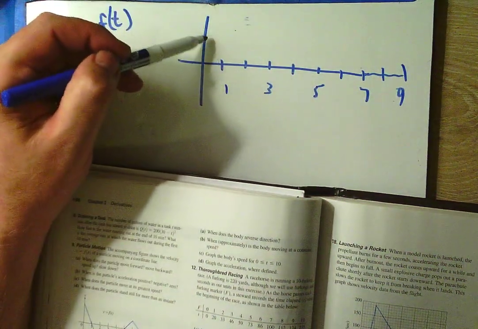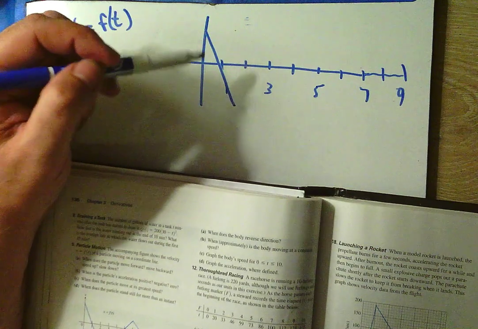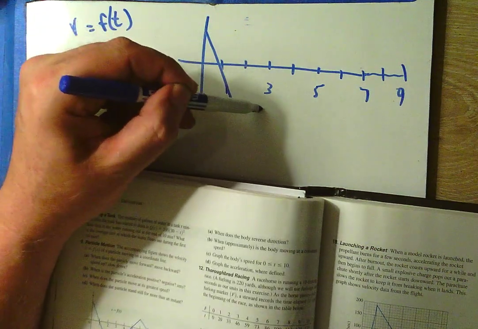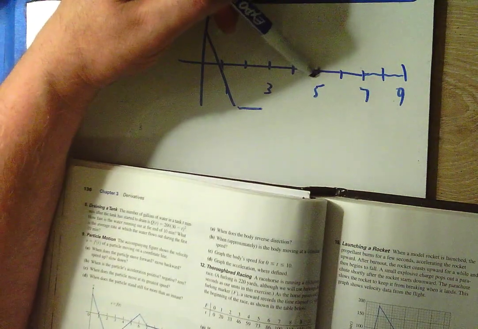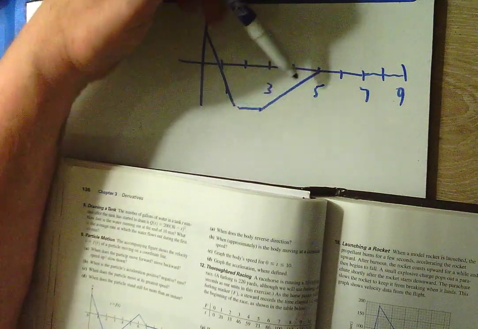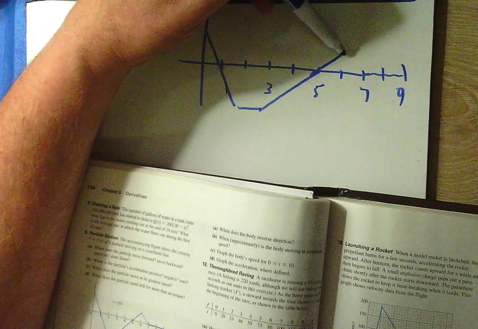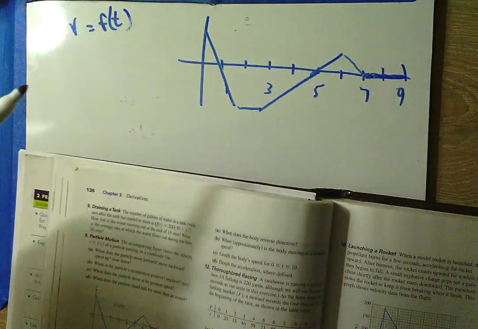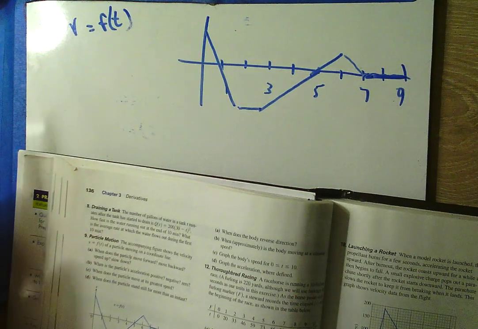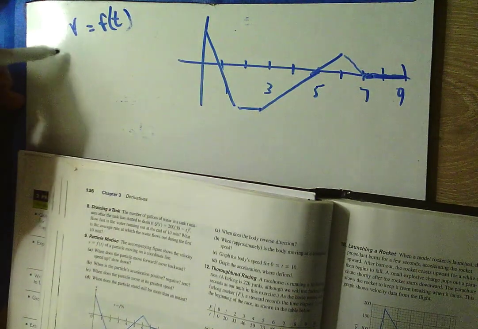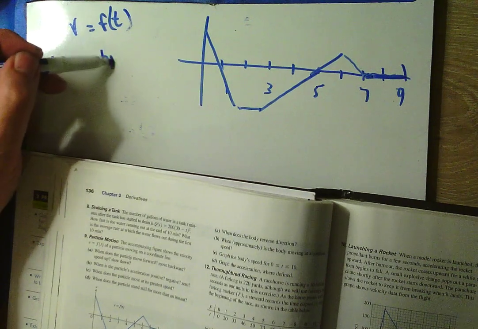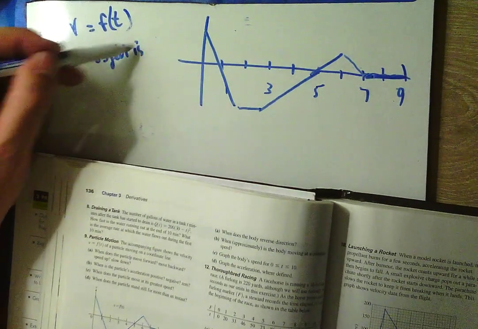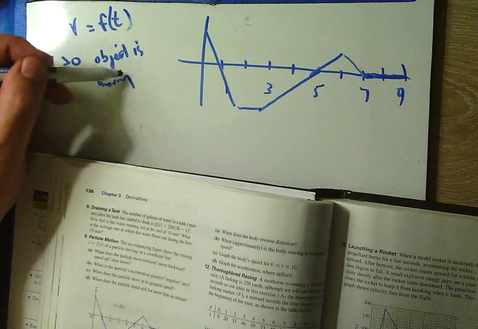Okay, I'm going to need 2, 3, and then up to 5, and 6, and 7, and flat line. Okay. So, we know that when V is greater than 0, the object is moving forward.